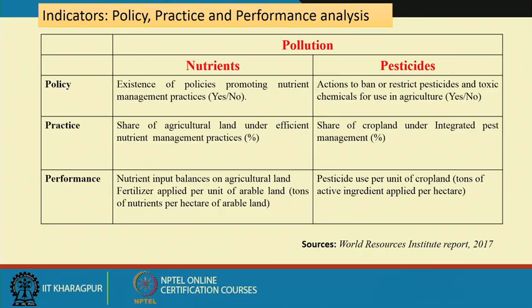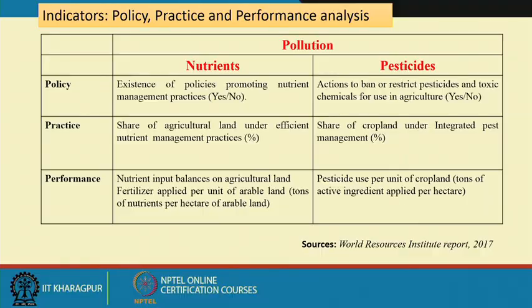If you go to the indicators, the policy from the government side, the practice and the performance analysis can minimize and make economic use of natural resources like water, soil health, or pollution, as with fertilizer pollution or pesticide pollution. So, this can be controlled by the policy, looking at the practice and the performance evaluations.